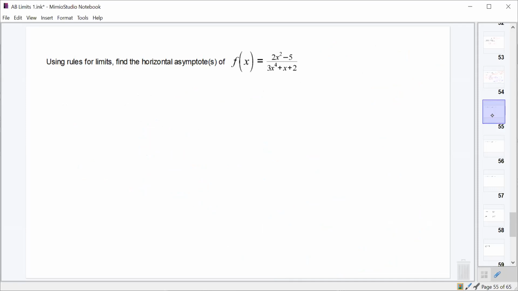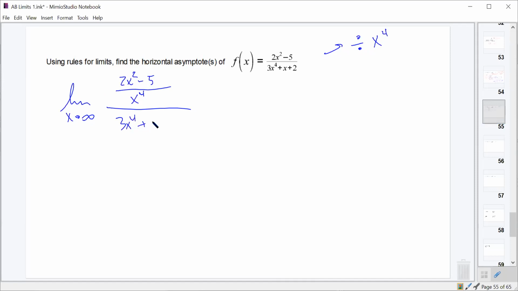2x squared minus 5 over 3x to the 4th plus x plus 2. So what is the highest degree? 4. 4, right? We're going to divide everything by x to the 4th. So we're going to be looking at a limit as x approaches infinity of 2x squared minus 5 over x to the 4th over 3x to the fourth plus x plus 2 over x to the fourth. Good or no?